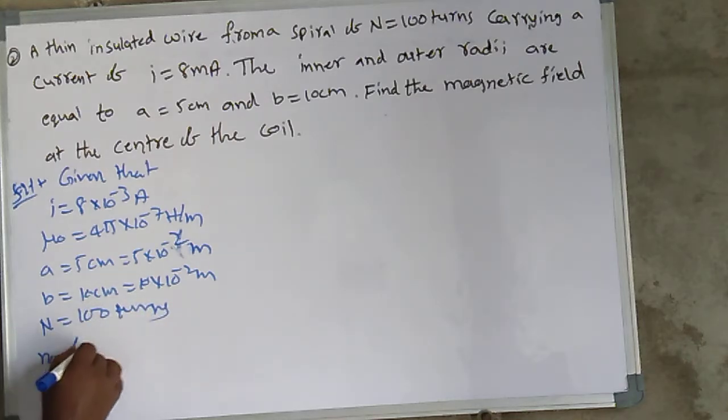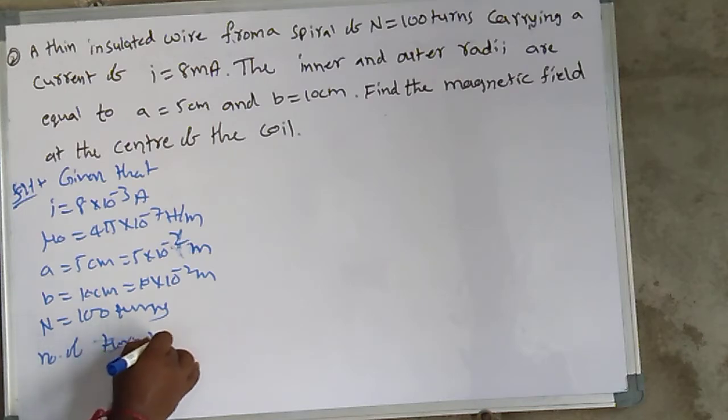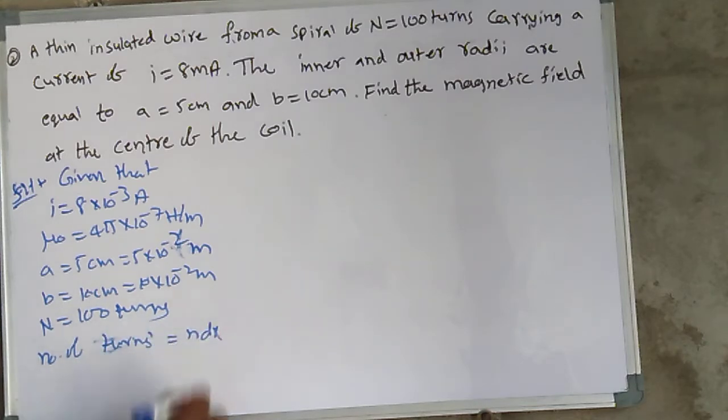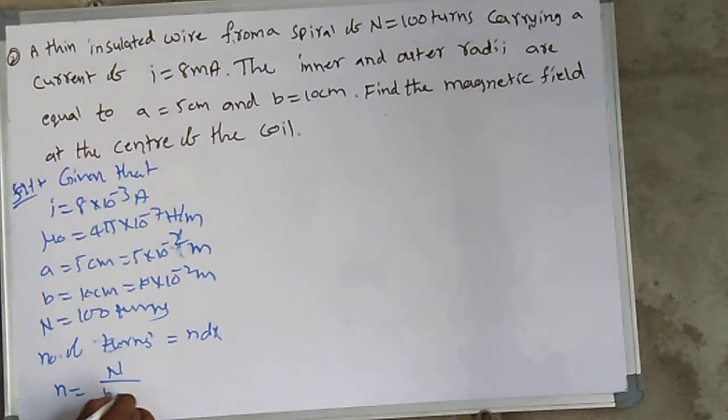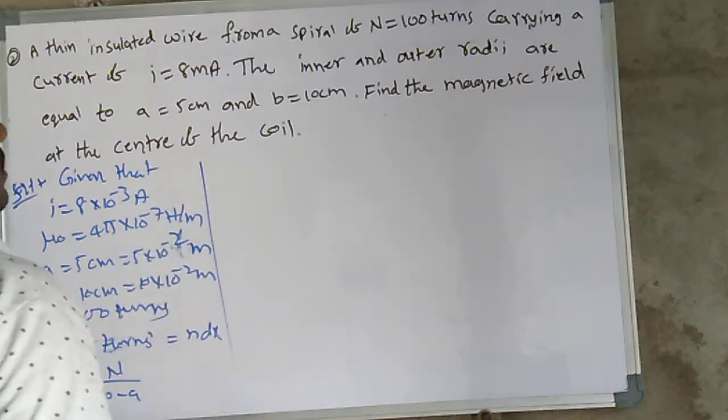Number of turns is equal to n into dx. Here the small elemental circular coil, so that here n is equal to capital N divided by the change in radii, b minus a. So this is the given data.